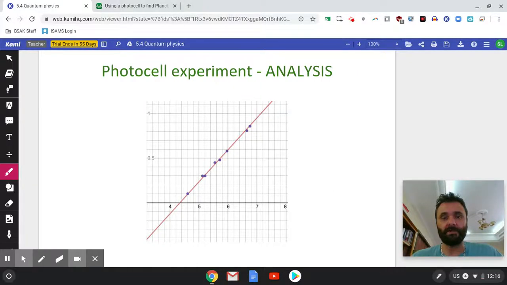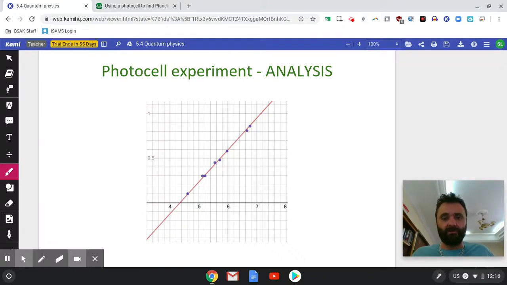Okay, year 12. Here's a little bit of feedback on the work you did for me for the photocell practical. This is where we varied the frequency of light hitting the photocell and measured the change in stopping potential. We plotted a graph of stopping potential against frequency, and from the gradient, we get the Planck constant.